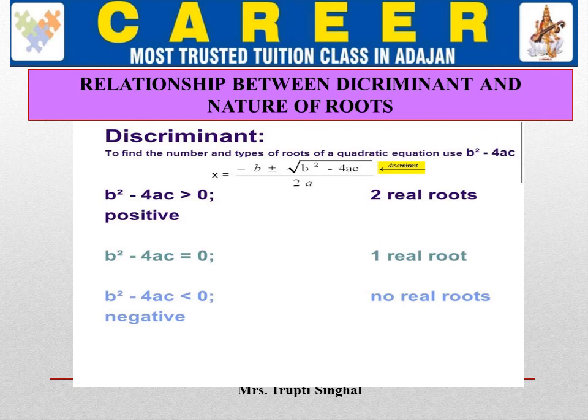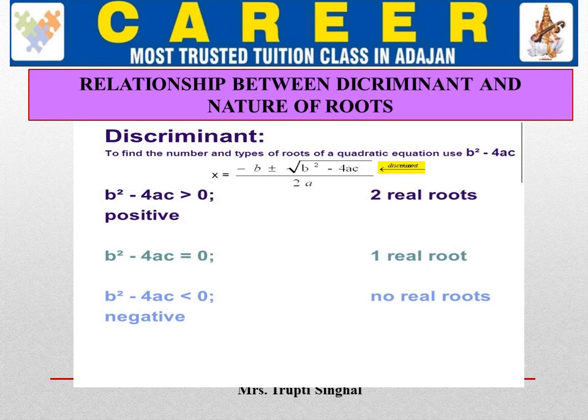So if we find b square minus 4ac and it is greater than 0, then we can know beforehand that the equation has two real and different roots, for example x equals 2, x equals 3. The second point is if the discriminant b square minus 4ac is equal to 0, then the equation has two real but equal roots, for example x equals 2 and x equals 2. In general, it's nothing but 2, but it's only 1.